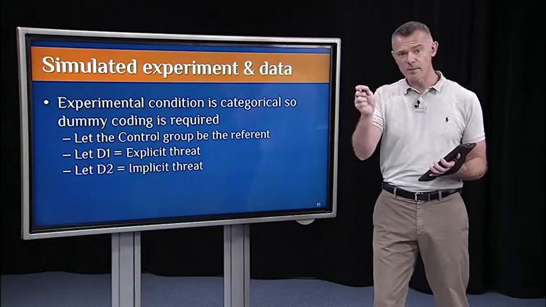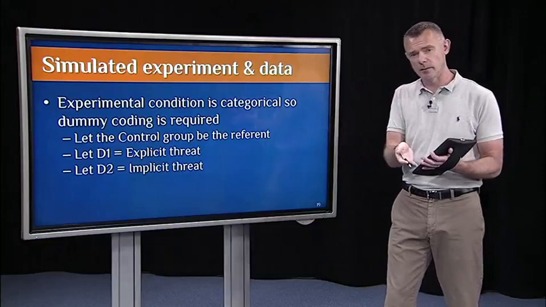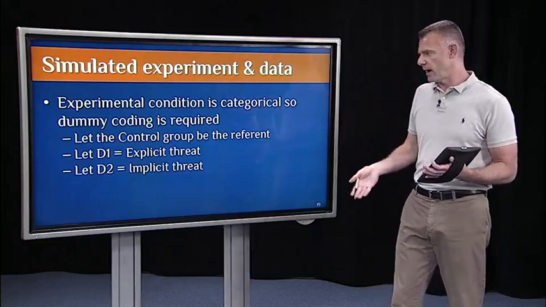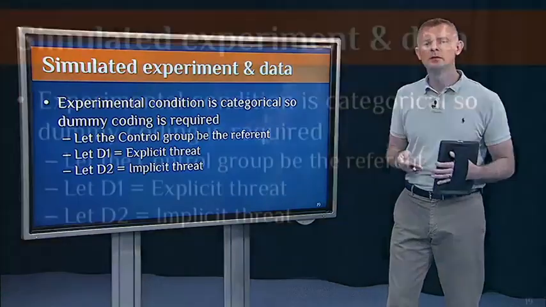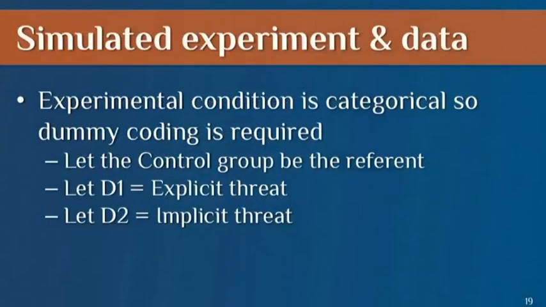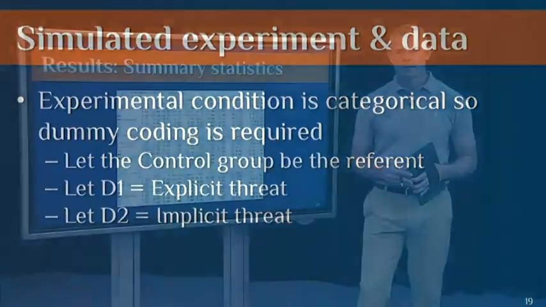Remember that the experimental condition is categorical, so dummy coding is required. We have 3 levels. An obvious choice for the reference group is the control. So we'll make the control the reference group. Let explicit threat be D1 and implicit threat be D2.